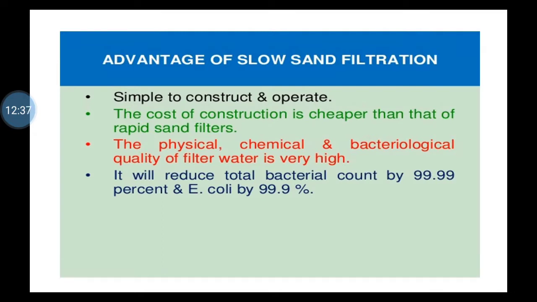Advantages we must know about slow sand filtration: it is simple to construct and operate. The cost of construction is cheaper as compared to the rapid sand filter. The physical, chemical and bacteriological quality of the filtered water is very high. It will reduce the total bacterial count by 99.99% and Escherichia coli by 99.9%.